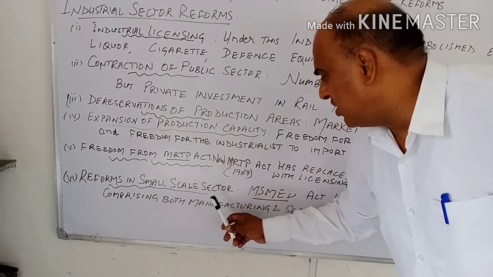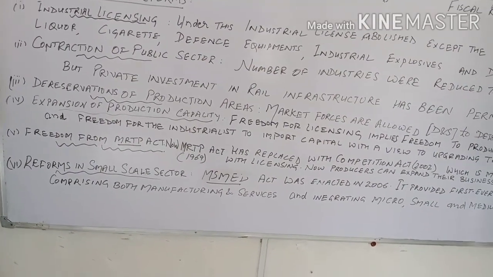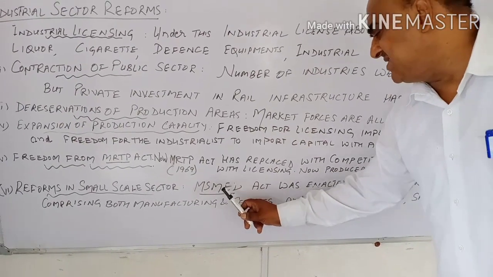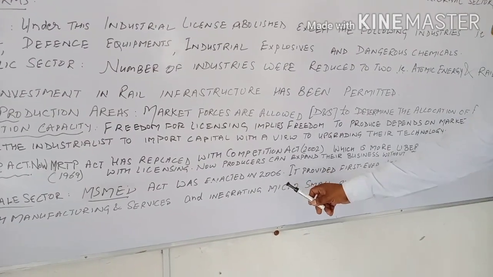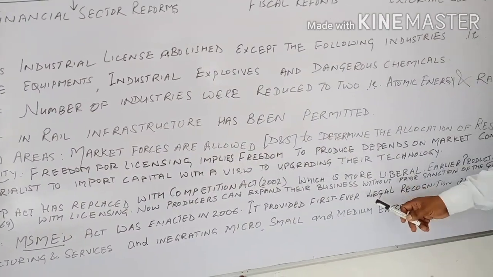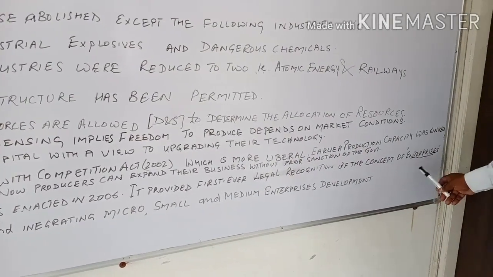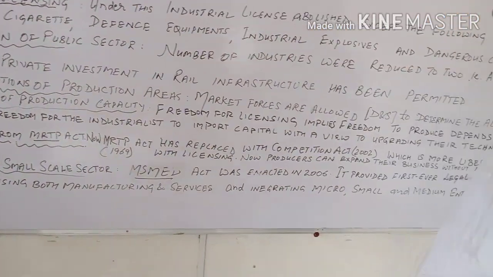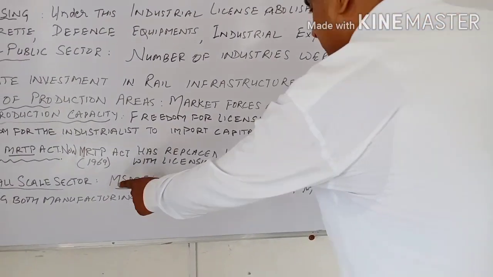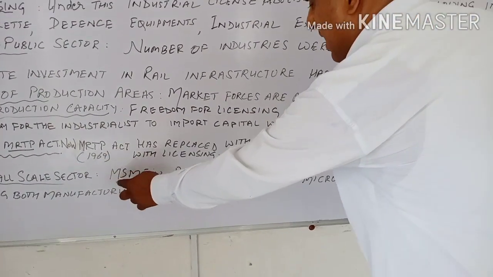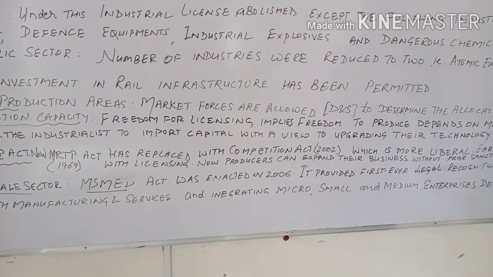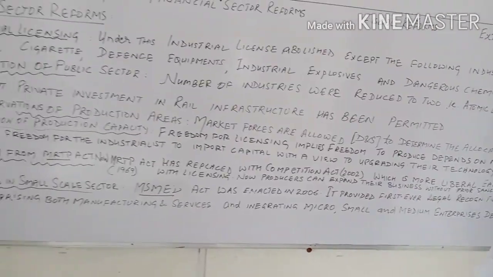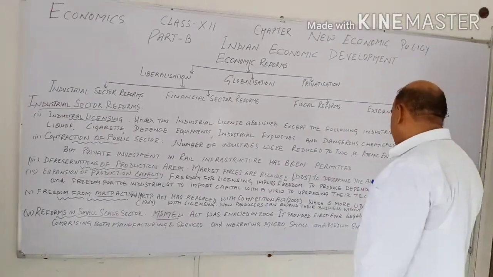So, reforms in the small sector. Small sector means MSMED. The MSMED Act was enacted in 2006. It provided the first ever legal recognition of the concept of enterprises. It comprises both the manufacturing and service sectors, and integrates MSME, the Micro, Small and Medium Enterprises Development Act. So under this act, industries are made liberal so that we can make progress.